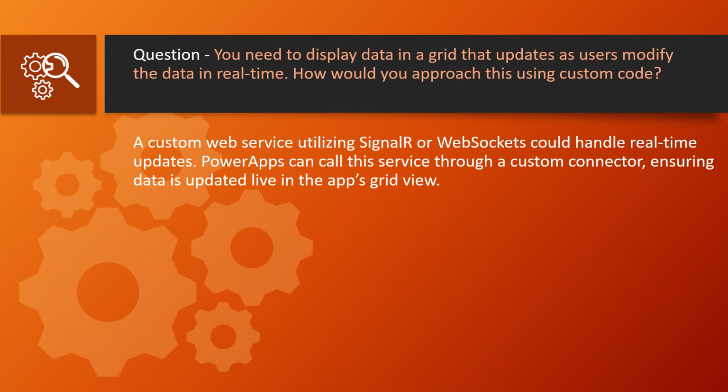You need to display data in a grid that updates as users modify the data in real time. How would you approach this using custom code? A custom web service utilizing SignalR or web sockets could handle the real-time updates. Power Apps can call this service through a custom connector, and it will ensure that data is updated live in the app's grid view.